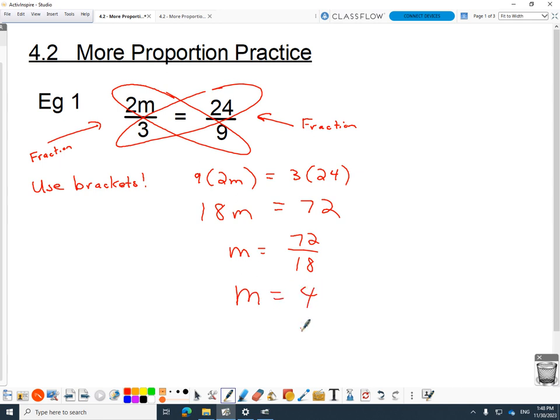How is that different from yesterday? The only thing different was I went 9 times 2m, and that's 18m. The coefficients multiply together, the m just stays there. It's 9 groups of 2m. So I've got, what starts with m? Mangoes. I've got 2 mangoes, but I've got 9 bags of 2 mangoes, which is a total of 18 mangoes, if you want.